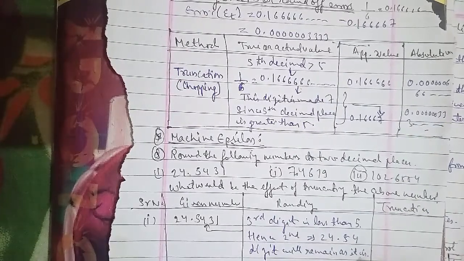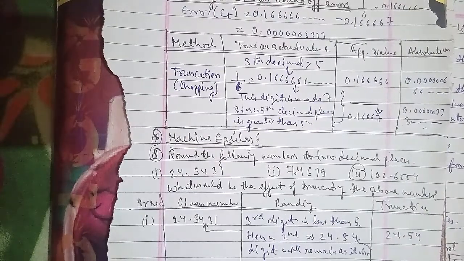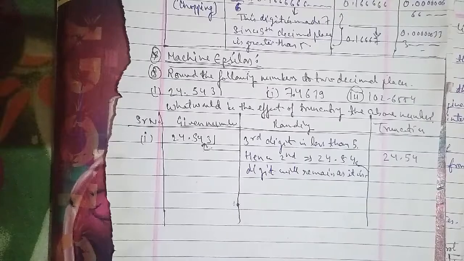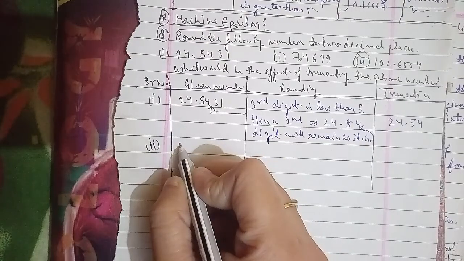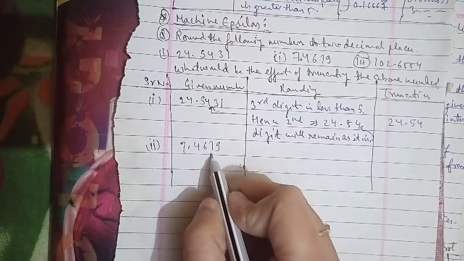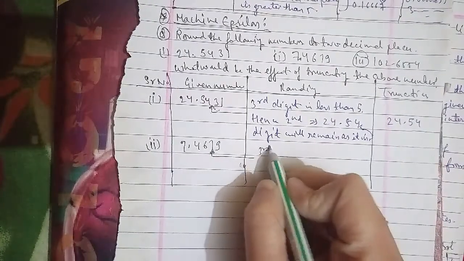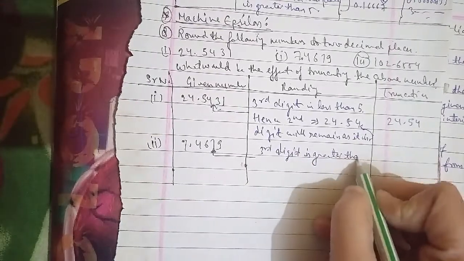The second number we have is 7.4679. For this, the third digit is greater than 5, hence the second digit becomes 7.47. Because the digit was greater than 5, it gets added on: the 6 becomes 7, so that digit is rounded to a higher value. The truncation will be 7.46 that we have here.